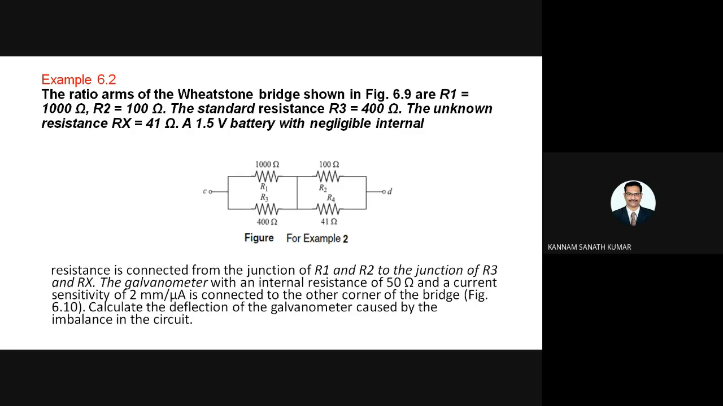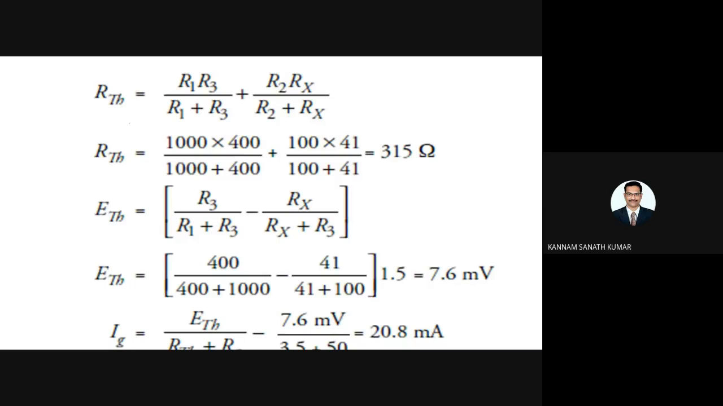You have to calculate the deflection of the galvanometer caused by the imbalance. You have to find out D. As you know, you have to find out RTH. RTH equal to R1 R3 by R1 plus R3, plus R2 into Rx by R2 plus Rx. Substituting those values, you are getting RTH as 315 ohms.